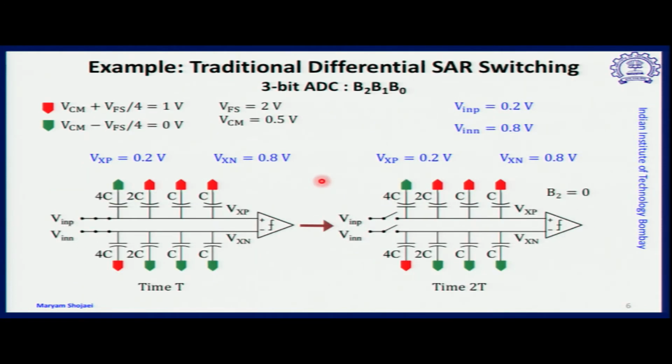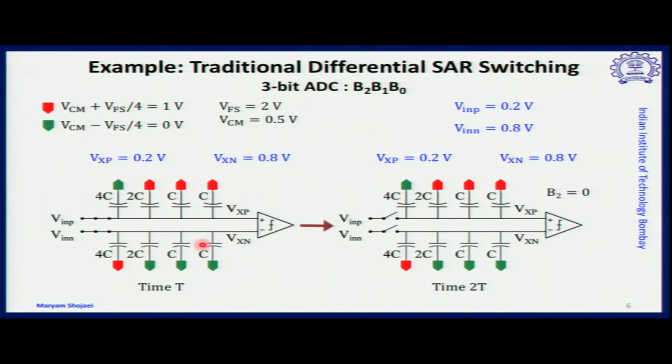So here we will review a numerical example for better understanding. Let's assume V full scale is 2 volts and VCM minus V full scale by 4 is 0 volt, the minimum voltage with a single supply, and VCM plus V full scale by 4 is 1 volt. And the value of the common mode voltage, or VCM, is 500 millivolt. Now let's assume the input is 200 millivolt at the positive side, V in P, and V in N is 800 millivolt, or 0.8 volt. And we are continuing with the example of a 3-bit ADC.